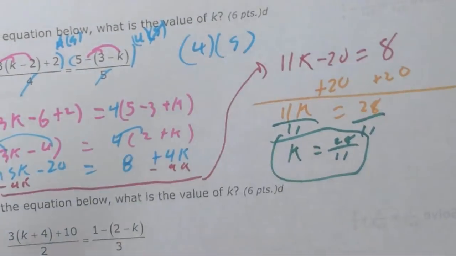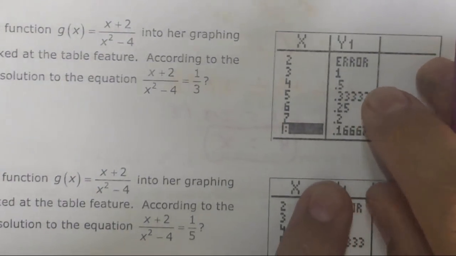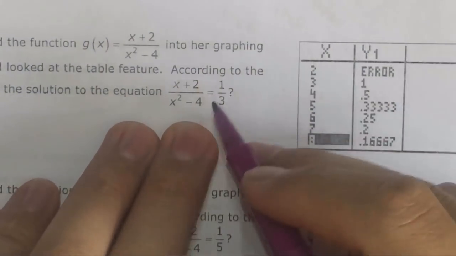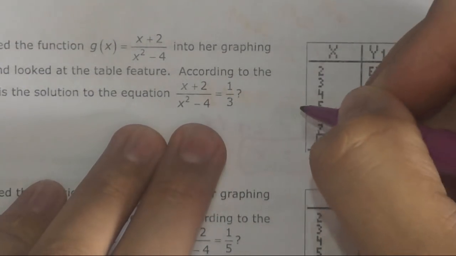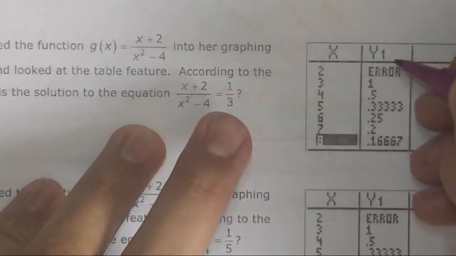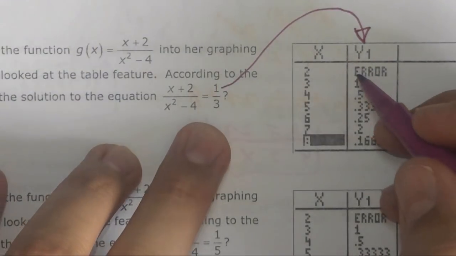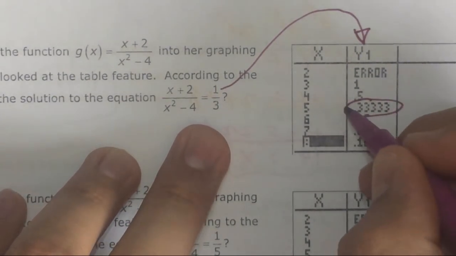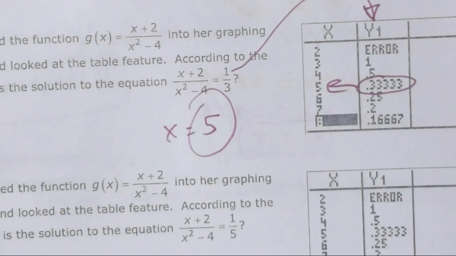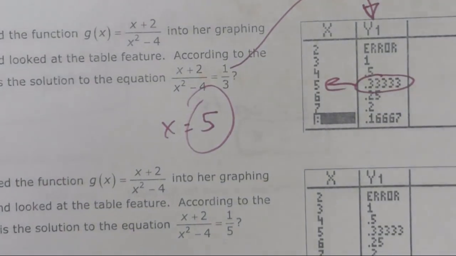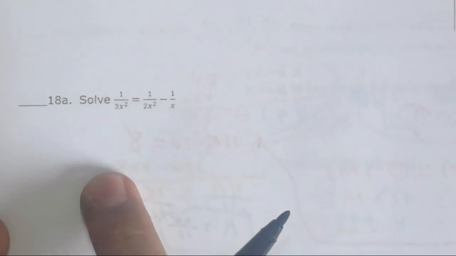Okay, second to last one. I'm going to look at my graph here, or sorry, my table. It wants to know where this is equal to 1/3. This right here is my output. That's my Y1. Which one of these is 1/3? That's this one. So my answer here is 5. My x equals 5. And we're going to move on to the last one.